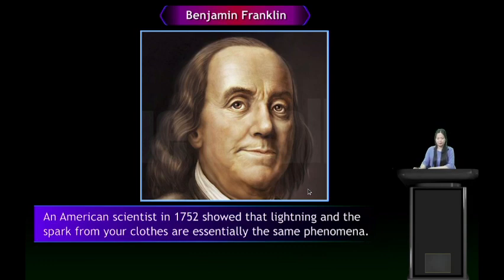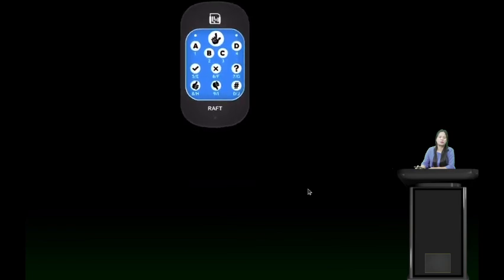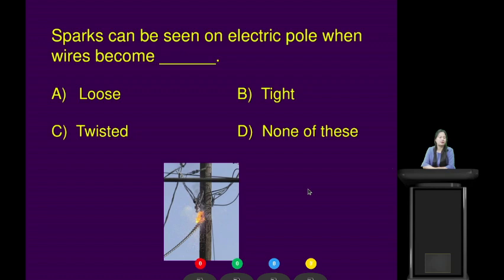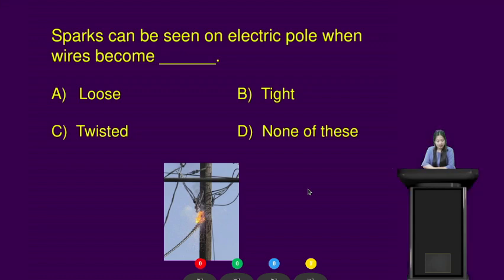Alright, students, before proceeding further, we have the first question for today. Please get your rough devices ready and respond to this question. The question is: sparks can be seen on electric pole when wires become. We have four options. I'm giving you 15 seconds to respond. Your time starts now. Sparks can be seen on electric pole when wires become: option A, loose; option B, tight; option C, twisted; and option D, none of these.